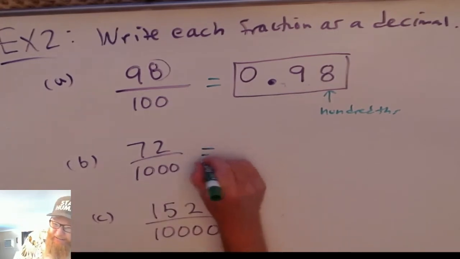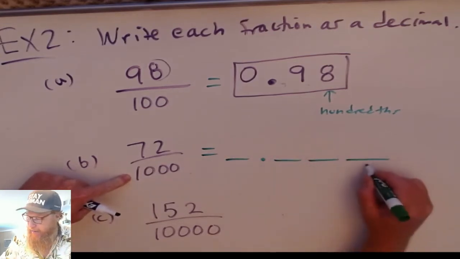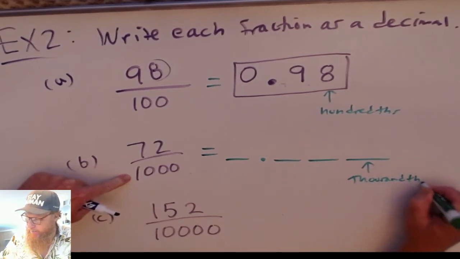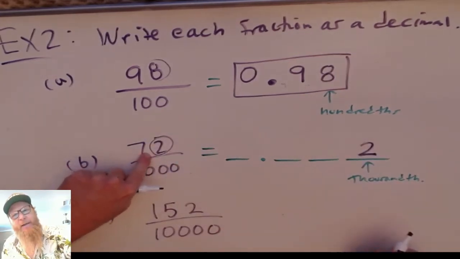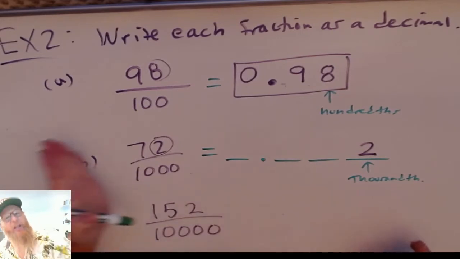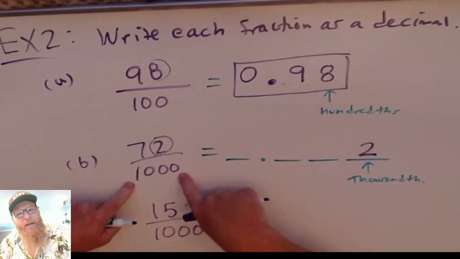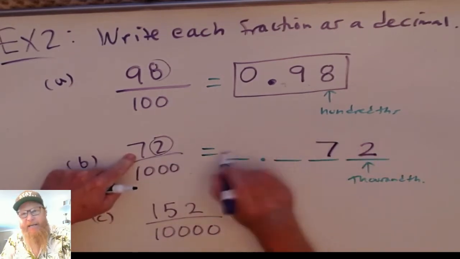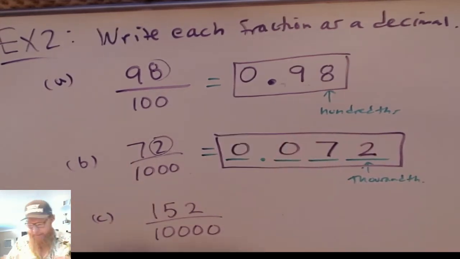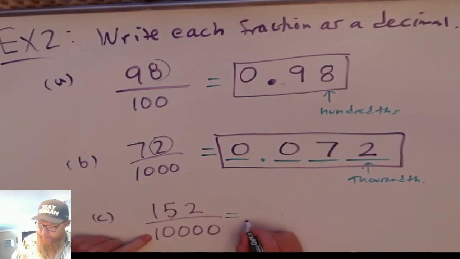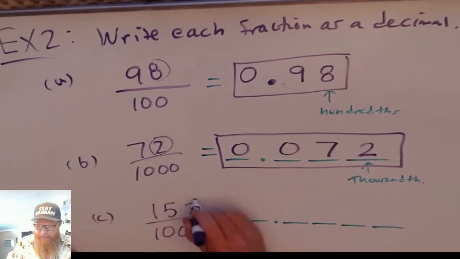Okay, same technique here. So you've got 72 thousandths. So whole, tenth, hundredth, thousandth. Make sure the 2 goes in the thousandths place, 72 thousandths. It's always the last digit in the numerator goes in the position determined by the denominator. And then the 7, and then any empty spaces, fill them with zeros. And finally, 10 thousandths, so whole, tenth, hundredth, thousandth, ten-thousandth. The last digit is a 2.